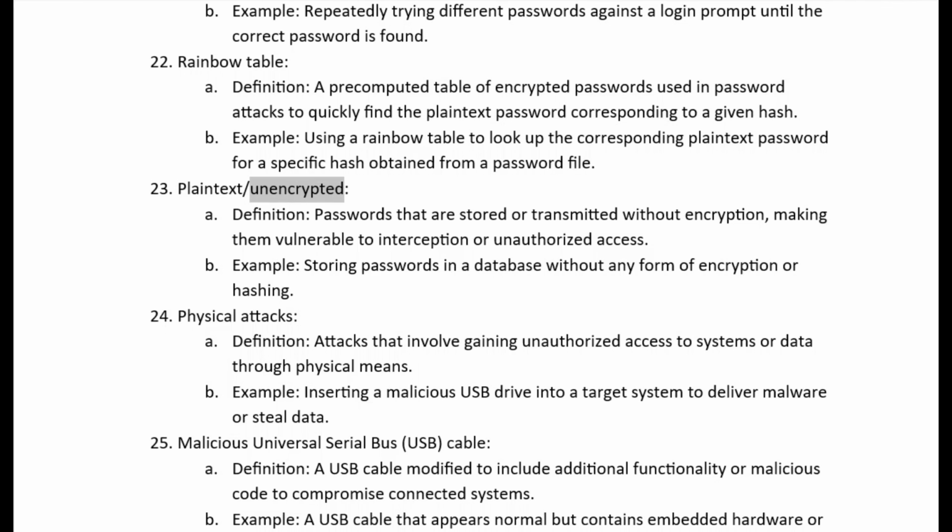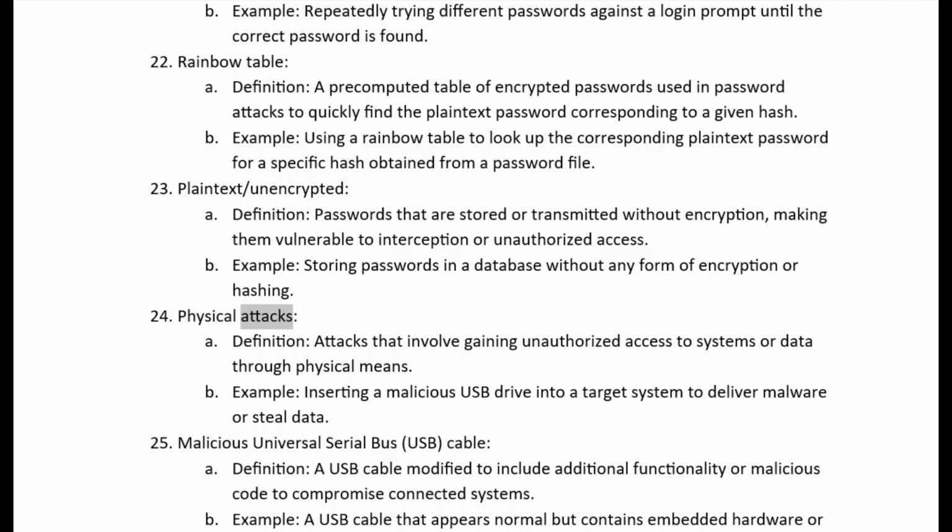Plaintext/unencrypted. Definition: passwords that are stored or transmitted without encryption, making them vulnerable to interception or unauthorized access. Example: storing passwords in a database without any form of encryption or hashing.